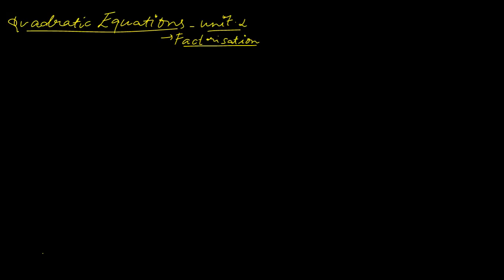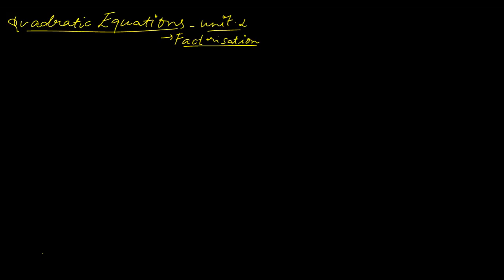So, in a nutshell, what is this method of factorization? By writing the quadratic equation as a product of two linear factors and then equating each of the linear factors to 0. Writing the quadratic equation in the form of product of two linear factors and equating the linear factors to 0.